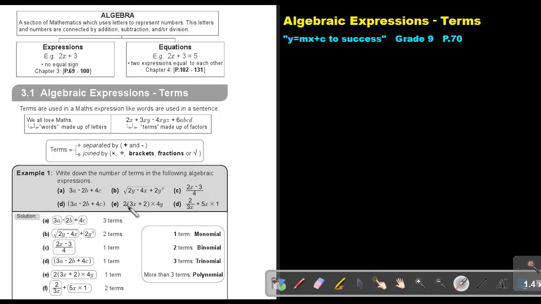There is a multiply that combines, there's a bracket, it combines, and there's another multiply. So that will only be 1 term. And then the last one, this will be 1, and that combines, so that's 2. So there are 2 terms. A 1 term we call a monomial, 2 terms a binomial, 3 terms a trinomial, and more than 3 terms a polynomial.